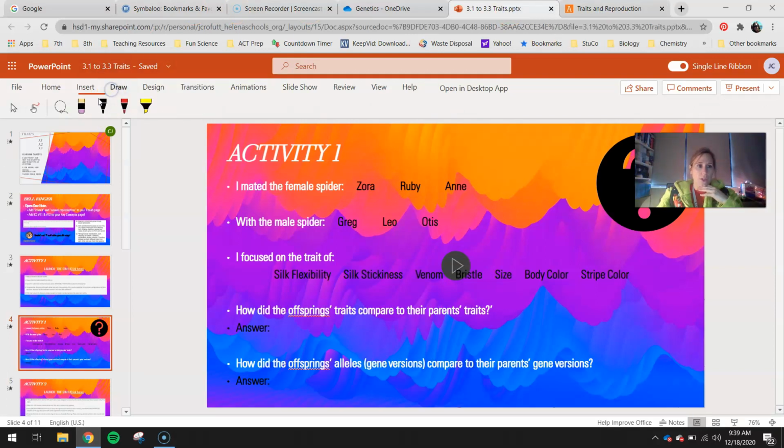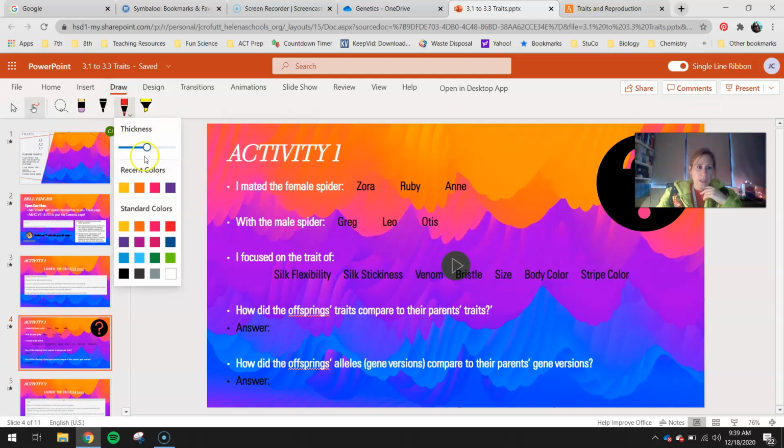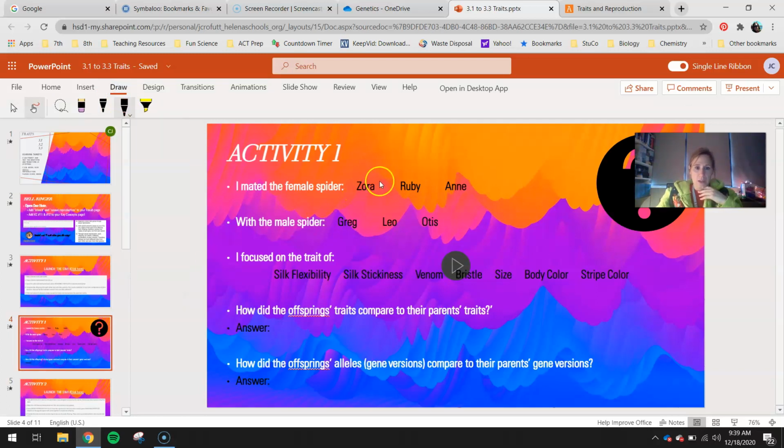So you will go to your draw feature. Pick a color that I will be able to see. I'm going to use black. So here's Zora, and then I mated her with Greg. I chose, let's see here, bristle for mine. You obviously will do however you chose. I'm assuming you chose something different.